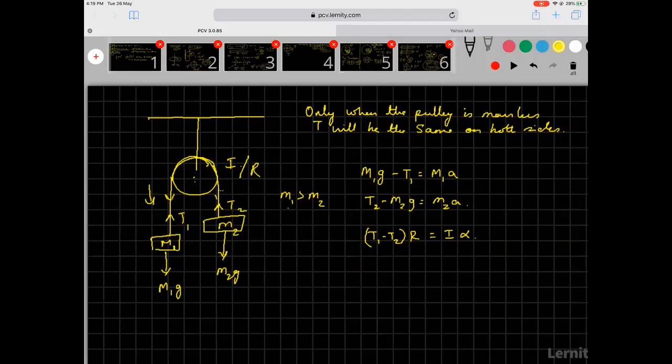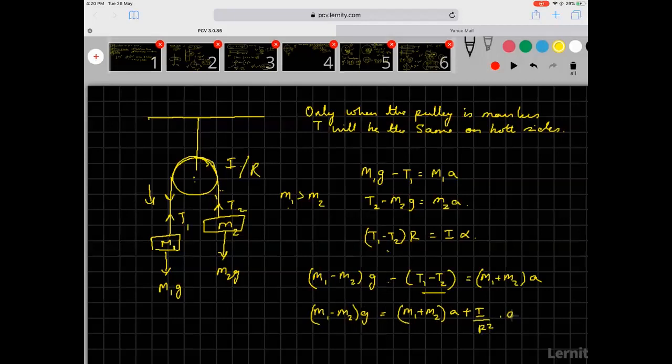So from here, I add them. When I add them, I'll get (M1 minus M2)G minus (T1 minus T2) is equal to (M1 plus M2) into A. To substitute for T1 minus T2, I'll get it from here. So I'll get (M1 minus M2)G is equal to (M1 plus M2) into A, plus, this goes to the other side and becomes plus I into alpha by R. Alpha is equal to A by R. So I by R squared into A.